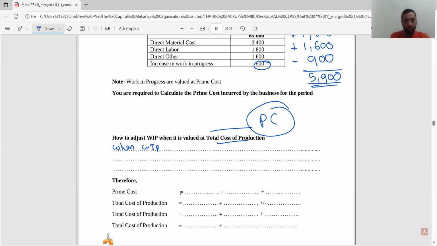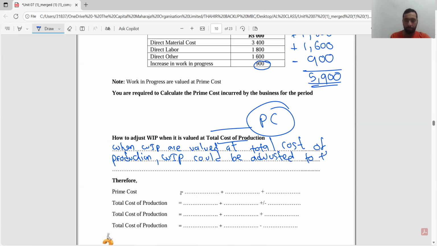When WIP is valued at total cost of production, WIP could be adjusted at the total cost of production and not at the PC. What is PC? Prime cost.